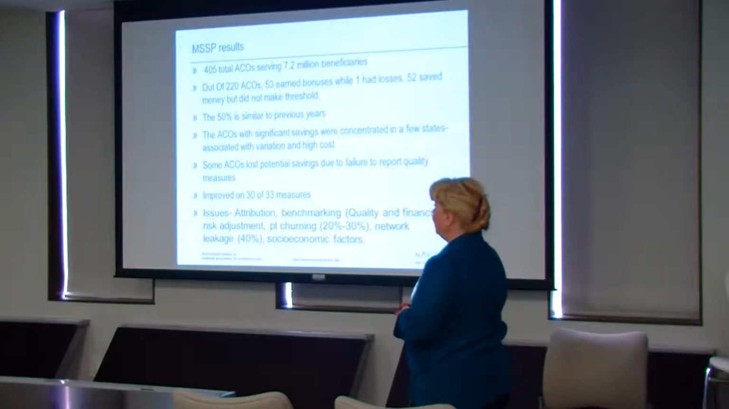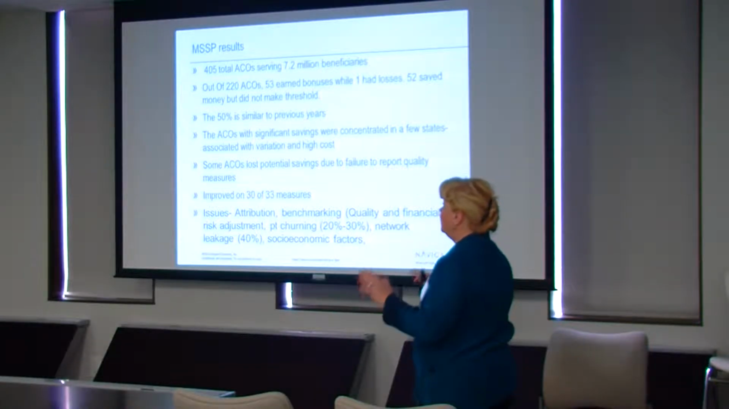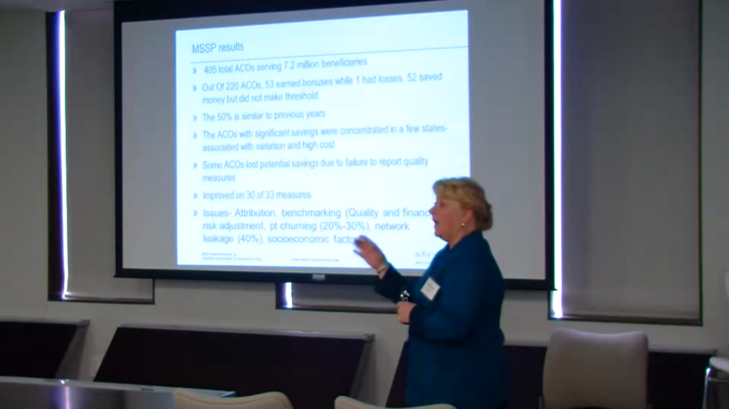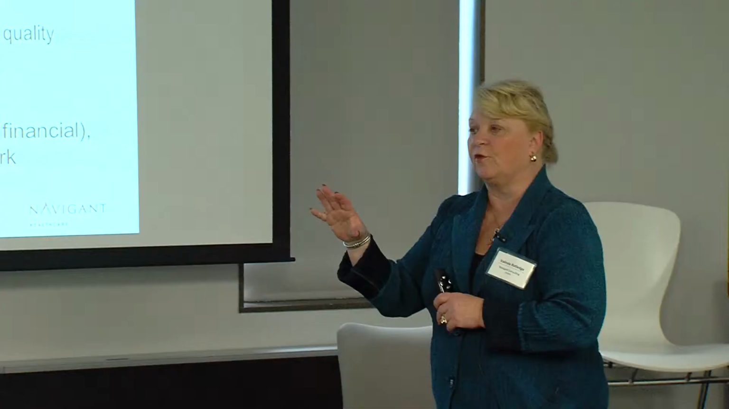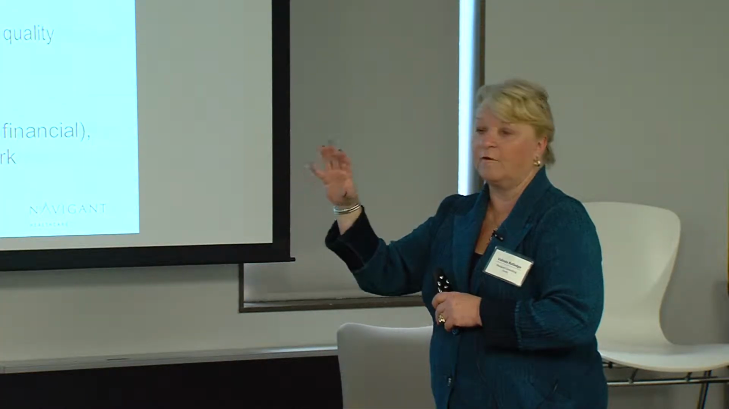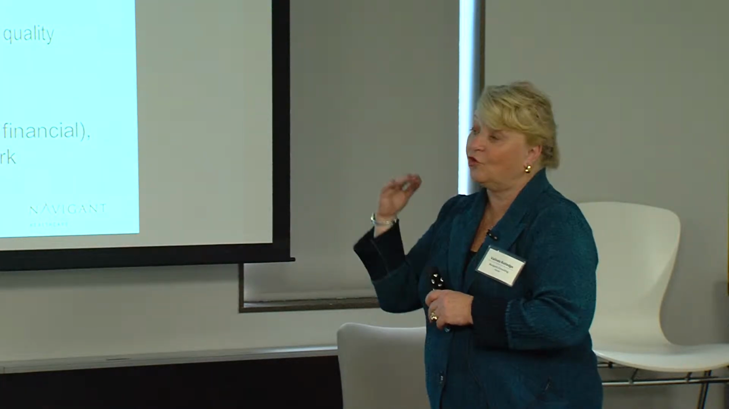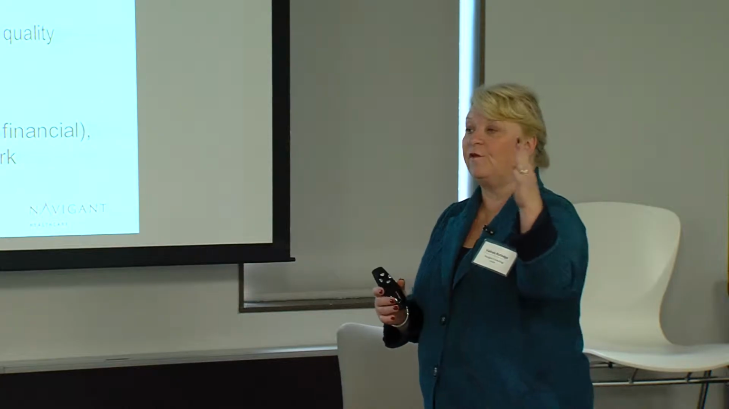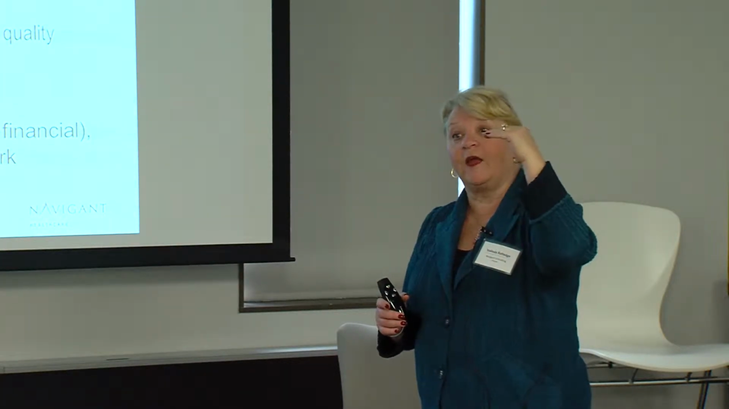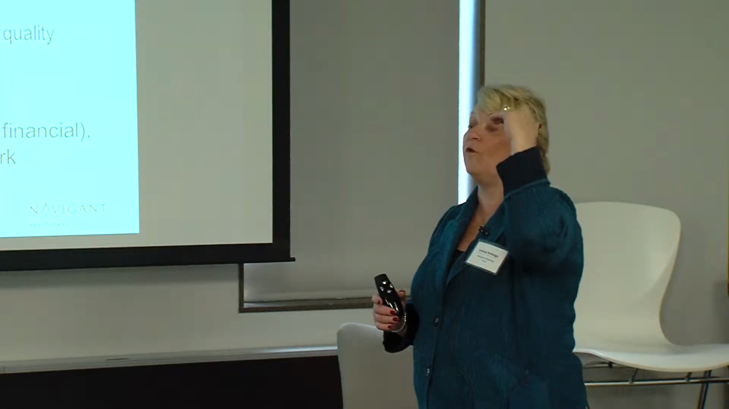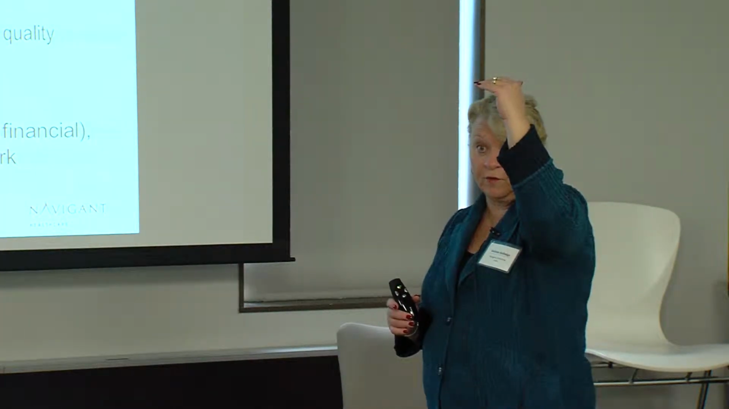MSSP, and you saw these results in Dr. Snopely's talk this morning. 405 total ACOs serving about 7.2 million beneficiaries. Now, 50% of all the ACOs do make money. But as his slide indicated, of that 50%, 25% of the total will get savings back to the ACO. So what happens is 50% will get savings, but in order for the ACO to get the savings, they have to go over a minimum savings threshold. And so only 50% of those were able to go over that.